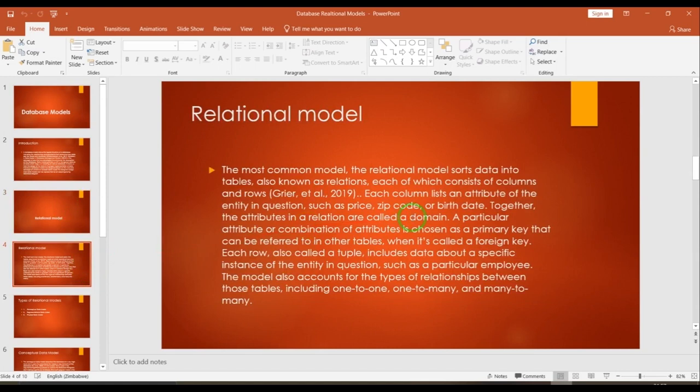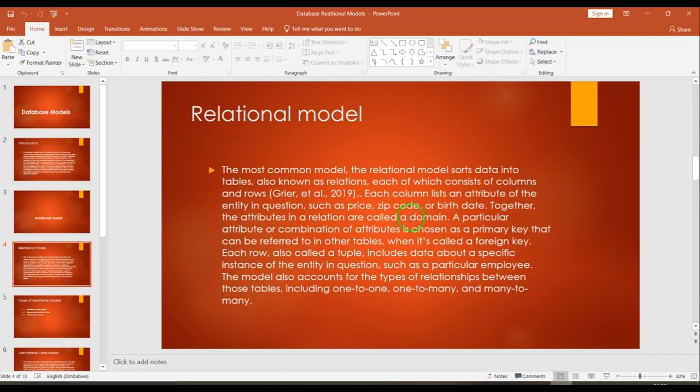Okay, that was our introduction. Now, let's go into detail. Relational model. What is a relational model? This is the most common model.